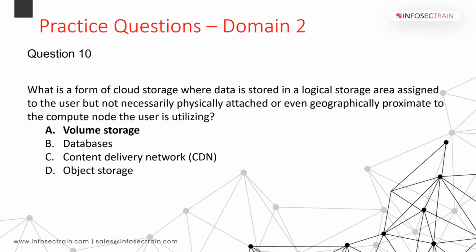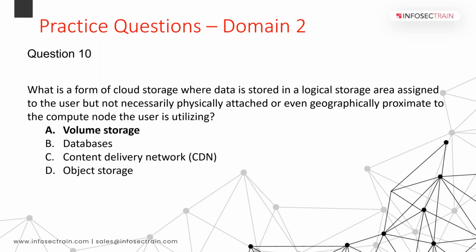The correct answer here is volume storage. Okay, so why volume storage? Because please understand that you are storing data in a logical storage assigned. In a content delivery network, the storage is assigned in a respective geography to pull the data in a better way, in a faster way. And volume storage is logically connected to your compute. It's not physically connected. So the correct answer is volume storage.